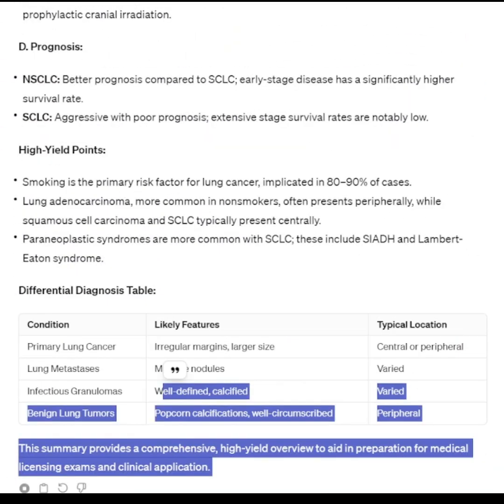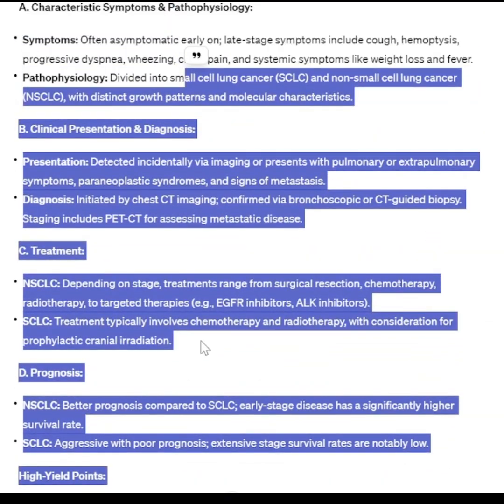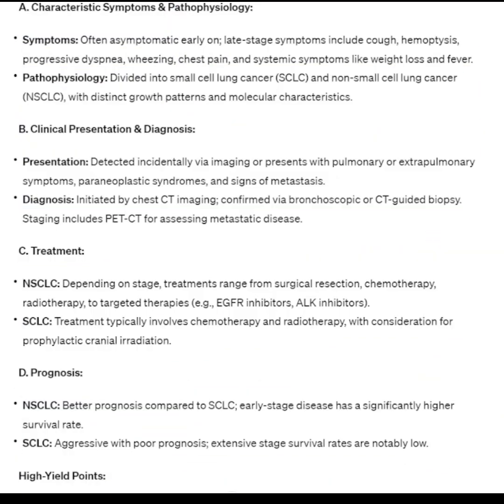Lung cancer, bronchial carcinoma, bronchogenic carcinoma. Overview. A. Characteristic symptoms and pathophysiology. Symptoms: often asymptomatic early on. Late-stage symptoms include cough, hemoptysis, progressive dyspnea, wheezing, chest pain, and systemic symptoms like weight loss and fever.